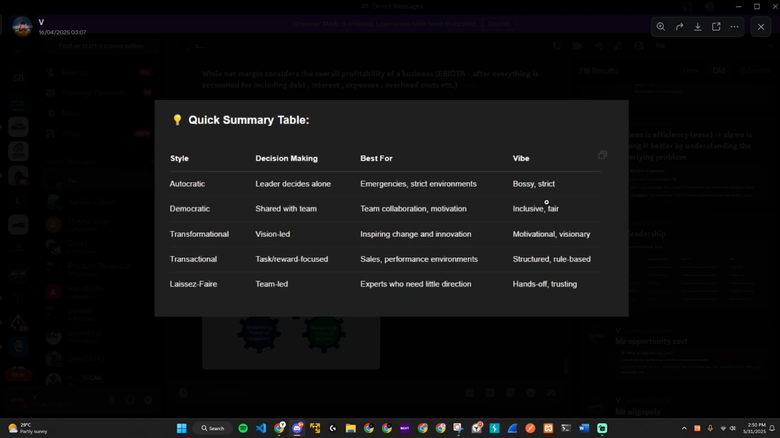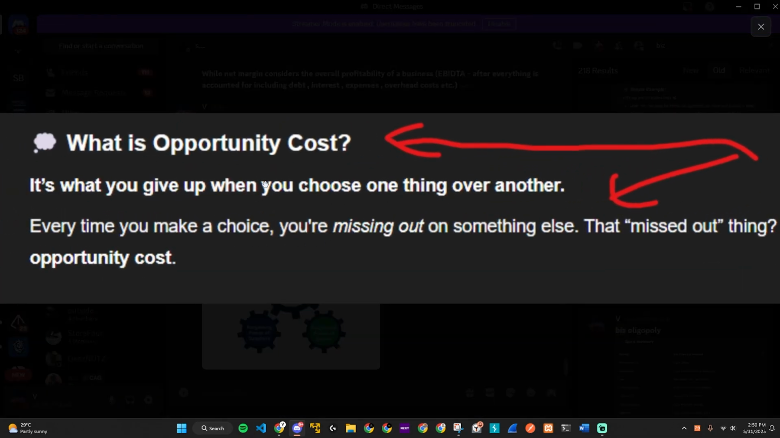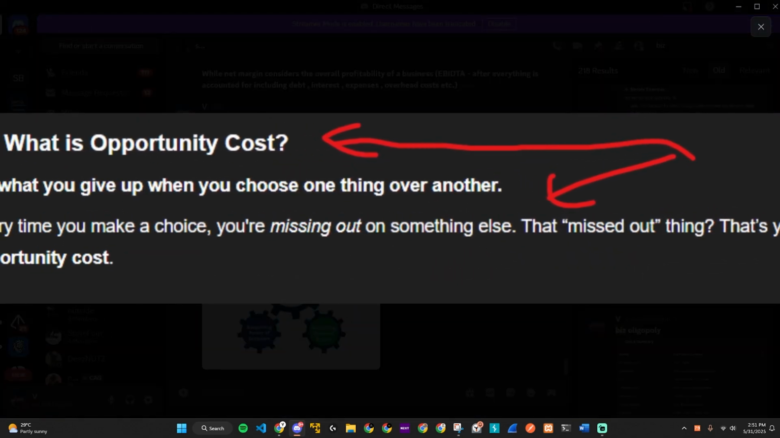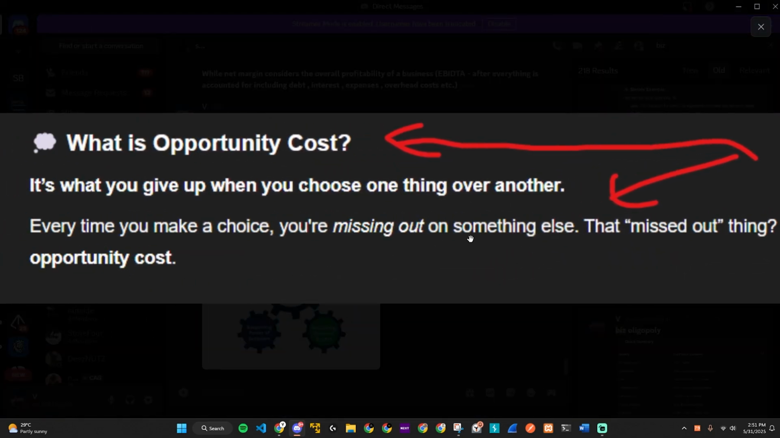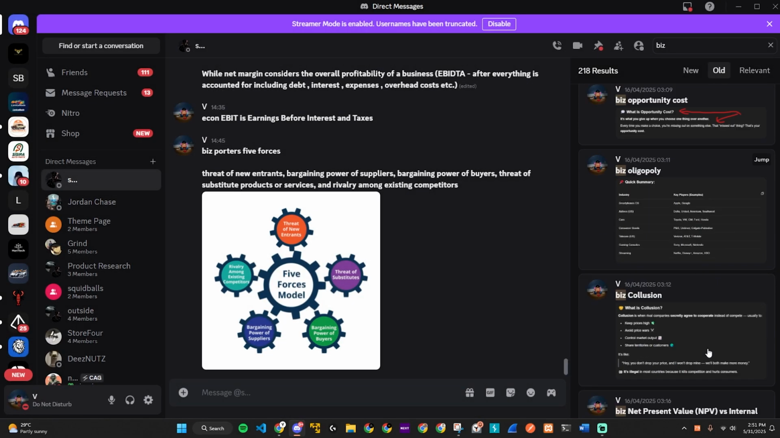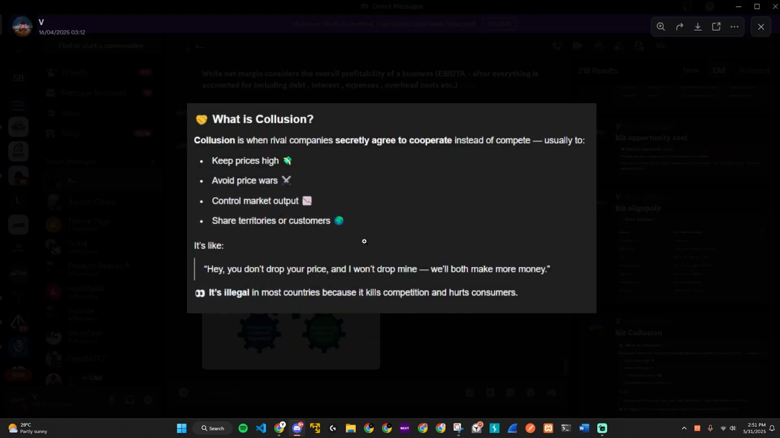Emergencies, strict environments, right? That's one. Opportunity cost, what you give up to choose one thing over another, and that's the missed out thing. That's your opportunity cost, right? Oligopoly, where other institutions can't have significant influence over other institutions.